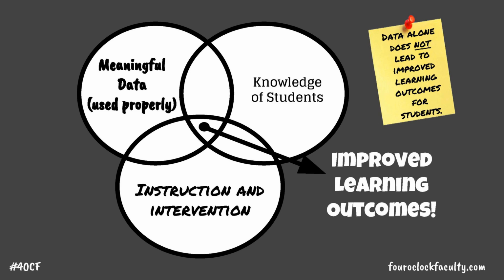Okay, so triple Venn diagram here, and the point that we really want is improved learning outcomes for our students. And I'm going to talk a little bit about this as we go along, but meaningful data has to be used properly, okay? And I think that's where a lot of our teachers kind of struggle with using it. But more importantly, it is a knowledge of students along with that data that also helps.